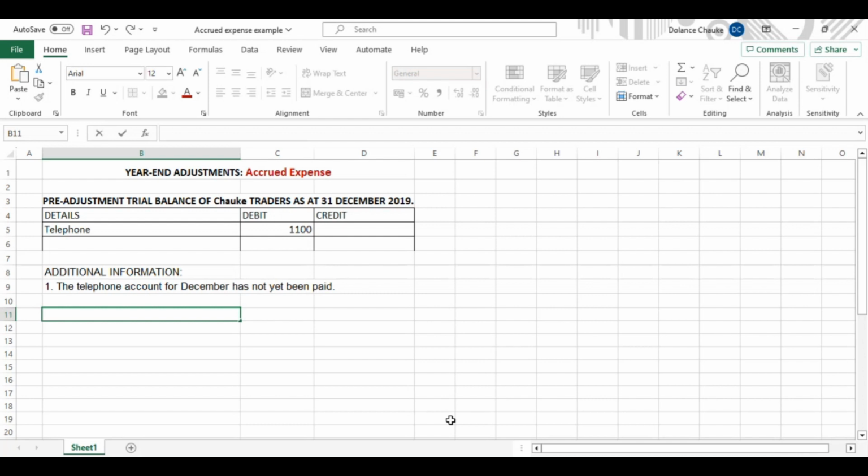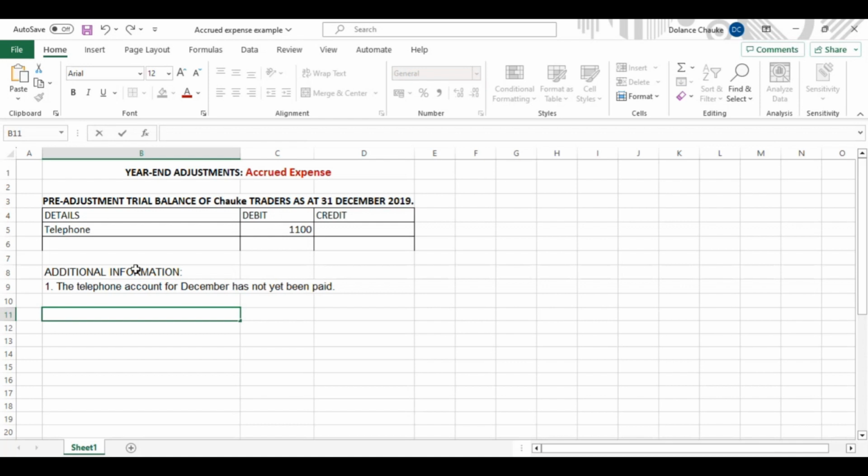Today I'm here to help you guys with accrued expense, right? NDA adjustments, accrued expense. We are only going to focus on that item, accrued expense. What does that mean, accrued expense? It means certain expenditure still needs to be paid, or a certain amount of a particular expenditure is still outstanding, right?